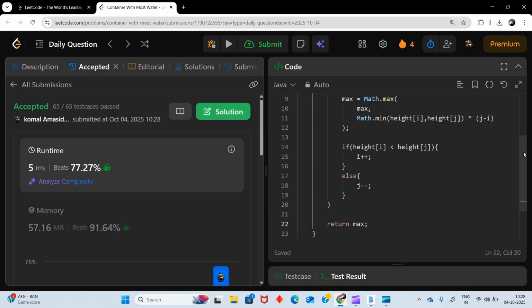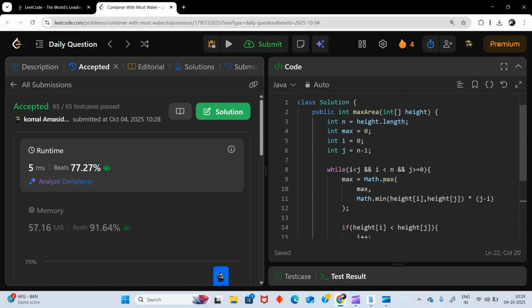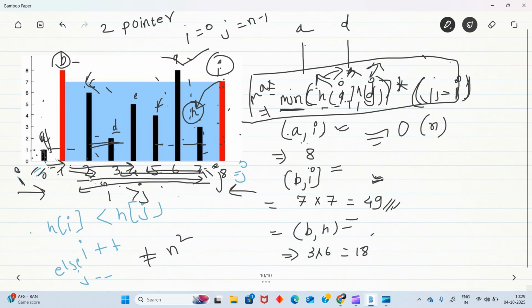So in this way we can solve this question using the two pointer approach, using i and j.